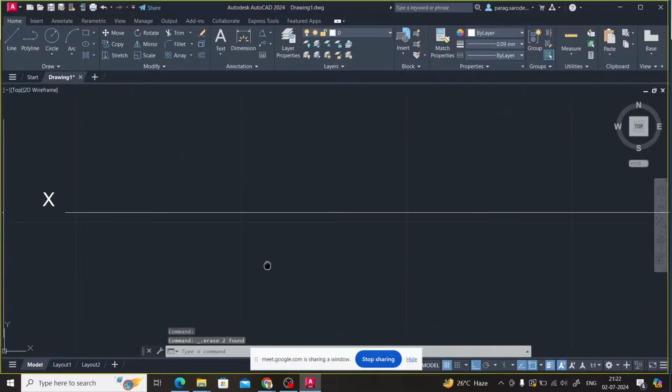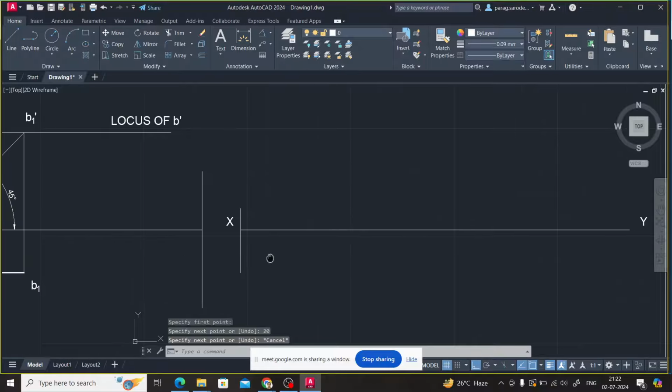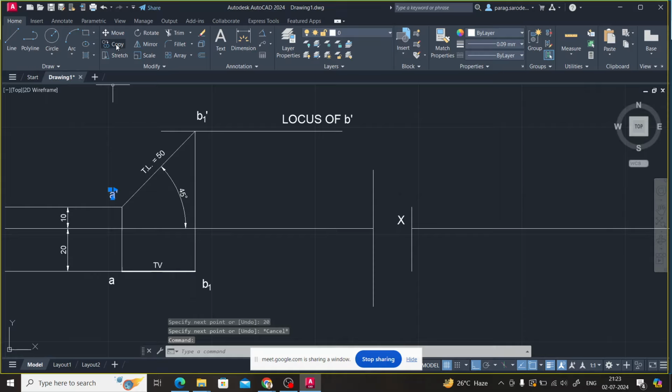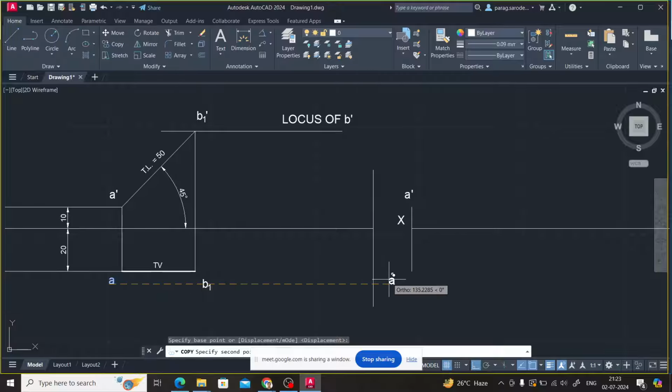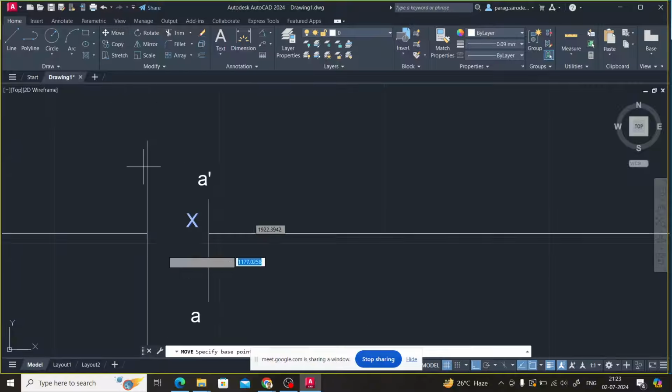Yeah. I have created one xy line. I wanted to show the 10 mm which is above xy. I will take this point and type 10. From the same point I will type 20, which is below. Enter. This is one of the easiest ways. Then this point is A dash. I will copy because I have already taken it. This is A dash. This point is A. Getting? Yes, sir.